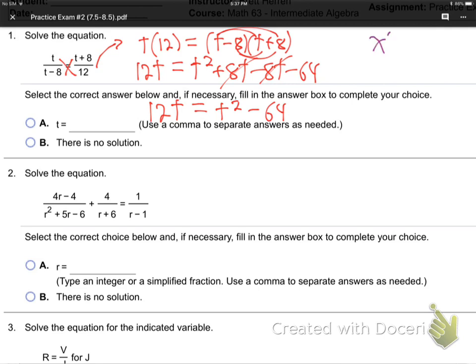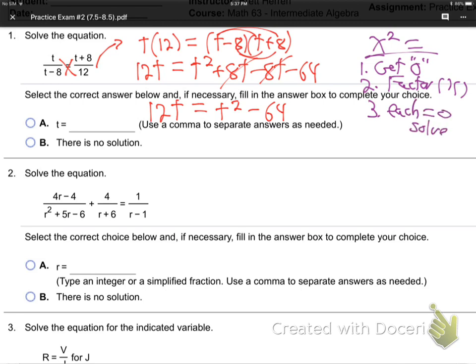Whenever you have x squared or t squared or whatever with an equal sign, the first step is to get a 0. Second step is to factor with parentheses. Step 3 is each part equals 0 and solve. That's how you do it. So when you see x squared or t squared or whatever, first step is to get a 0.